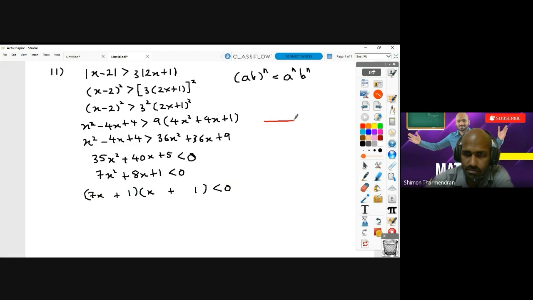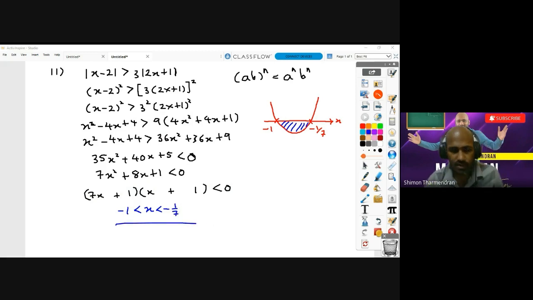As usual, just draw a number line, and we've got the roots here. What are the roots? The smaller root is minus 1, and then minus 1 over 7. We are looking for less than 0, the bottom part, and when we combine we get minus 1 less than x less than 1 over 7 as the solution set. So that's just a quick recap on modulus inequality. Any questions on this? Clear?